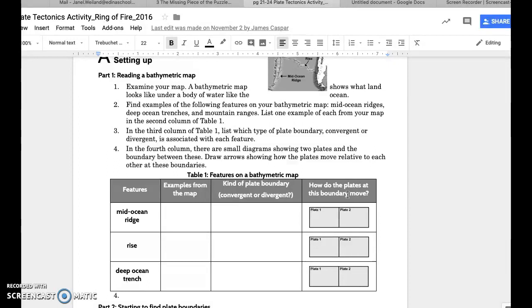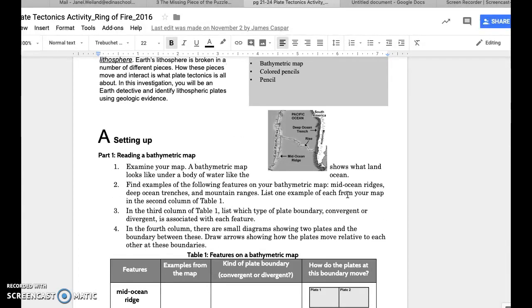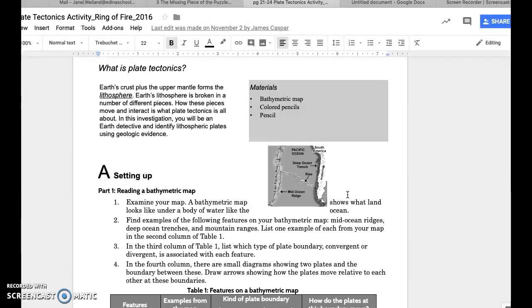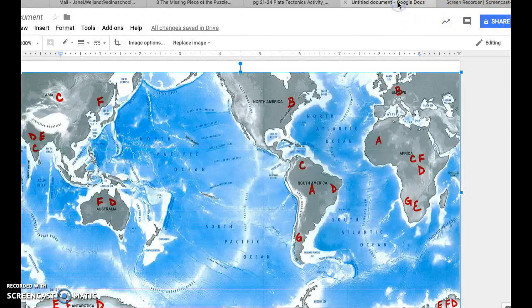For the rest of us, here's how this activity goes. So you're going to need to find that really big bathymetric map, that huge world map that I gave you earlier in the unit. The one that I'm talking about looks like this. So dig around in your folder, see if you can find it. If you can't find it, I do have extras up on the front table, but they're just the black and white versions, but they'll be just fine.